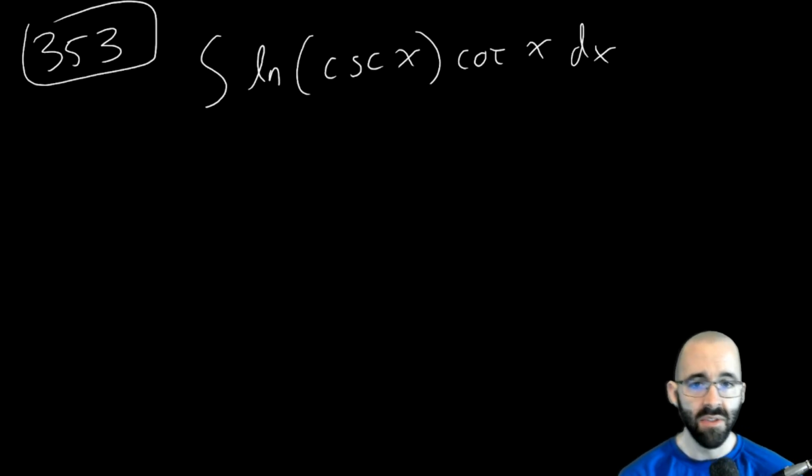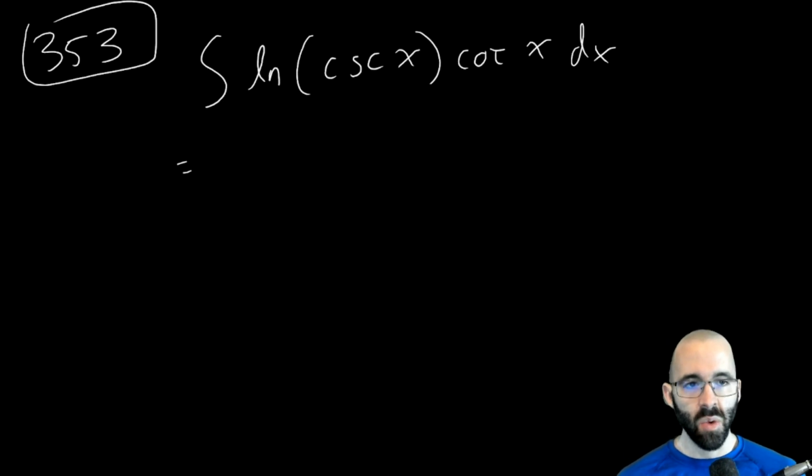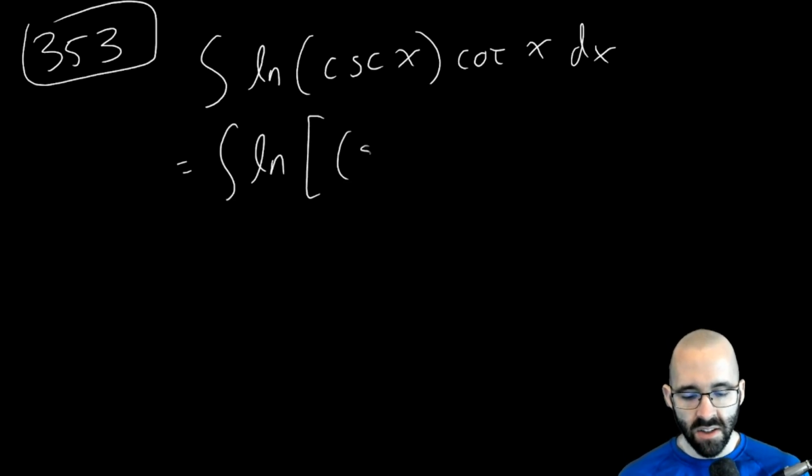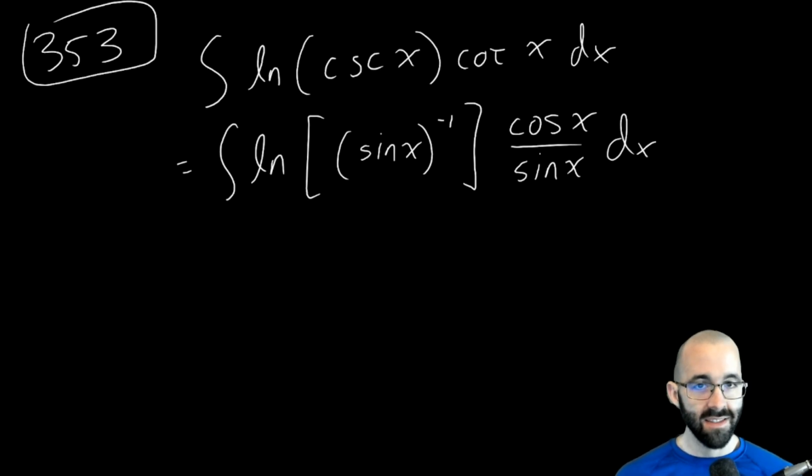So let's use properties of logarithms. Remember, cosecant is 1 over sine. Cosecant is just the reciprocal function of sine. And cotangent is cosine of x over sine of x. I don't know if this is right, but it's something to try.